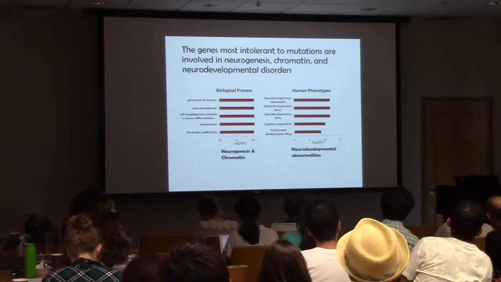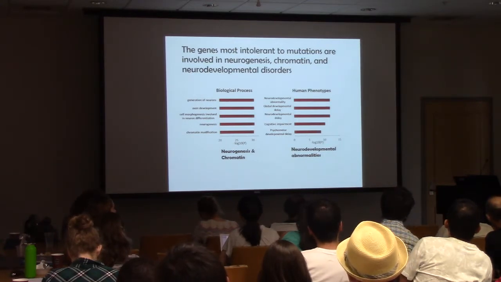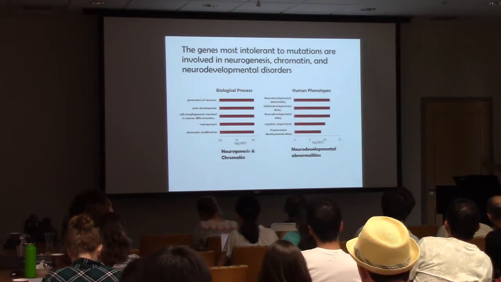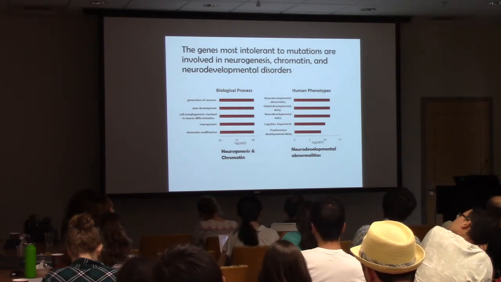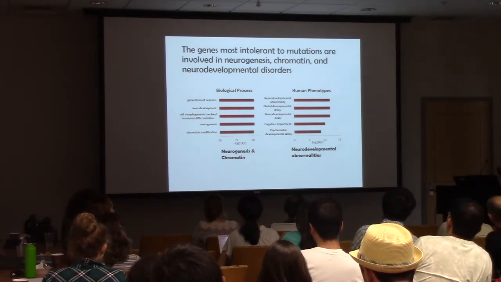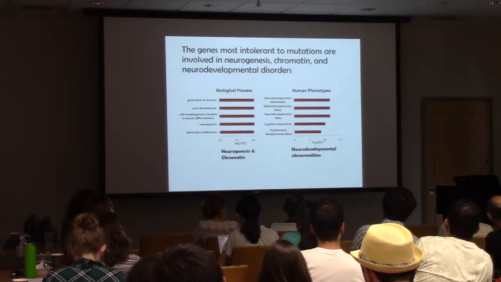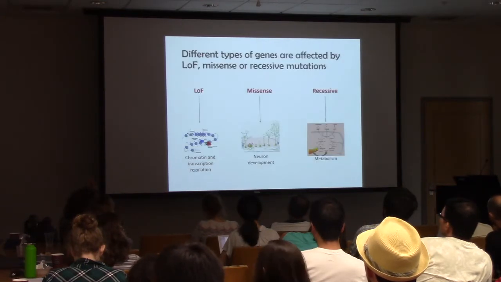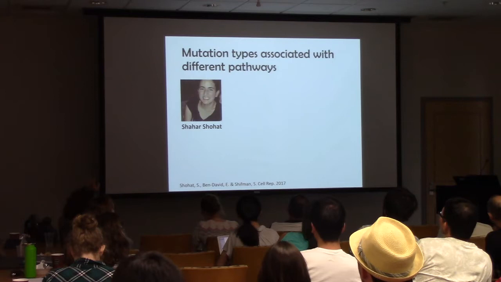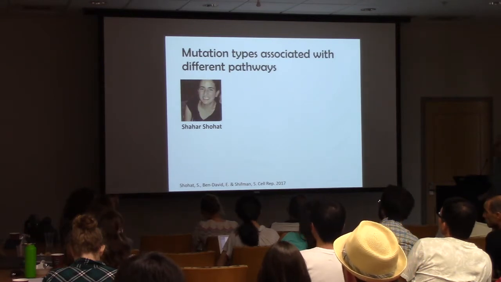Okay, I just want to finish with two minutes and tell you that not only are those chromatin regulators and those genes not associated specifically with autism, the specific pathways that we see really depend on the type of mutations that we look at. Work done by Shochat. I don't have time for questions.